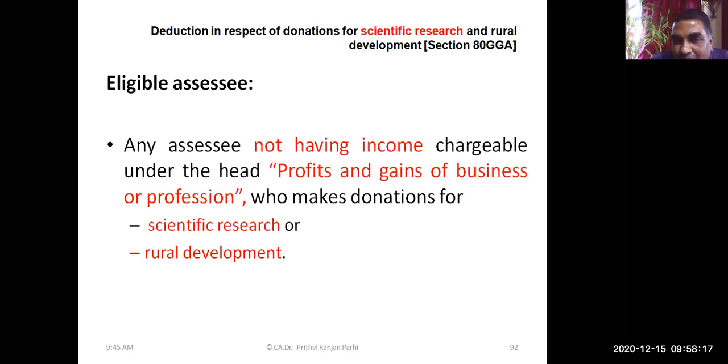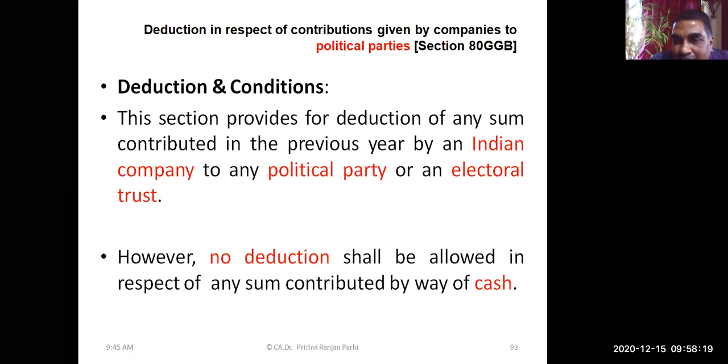No. You see, you are again getting confused. Not Indian company or political party. This is the donation made by an Indian company to a political party or to an electoral trust. So the donation has to be made by an Indian company to a political party or to an electoral trust. Then only deduction is allowed. And who can claim this deduction? Indian company can claim this deduction. Is it clear to you?